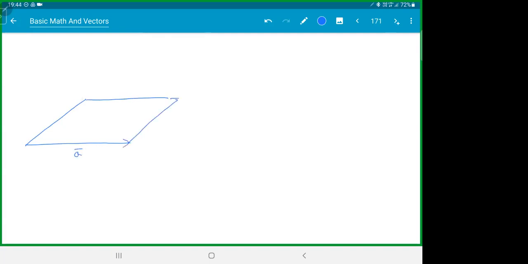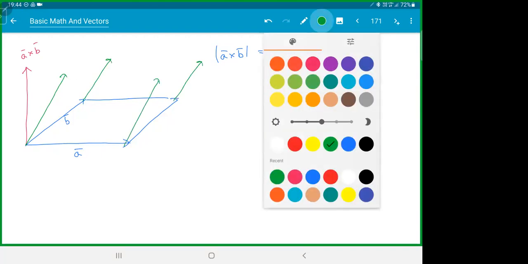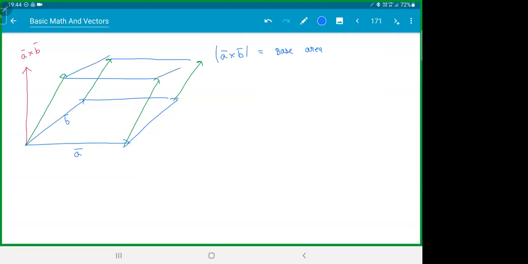So this is A bar, this is B bar. A cross B's magnitude will give you the base area, because that's a parallelogram. This will be A cross B. And if you look at the vector here, this will be the C bar vector. Alpha is the angle between A cross B and C bar.